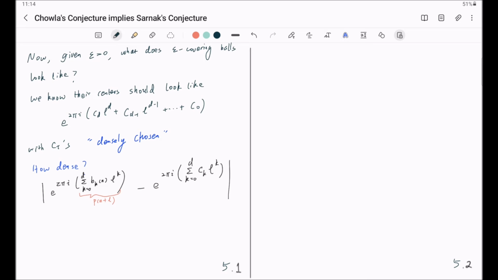So this difference, if you use an elementary inequality for complex numbers, this will give you 2 pi times the sum from k equals 0 to d of |b_k^n minus c_k| times L raised to power k, mod 1.